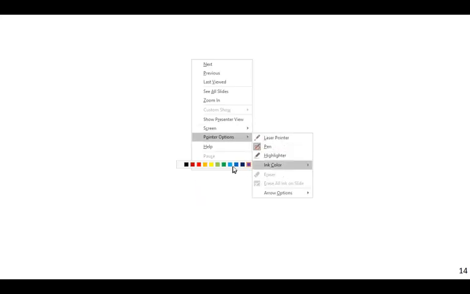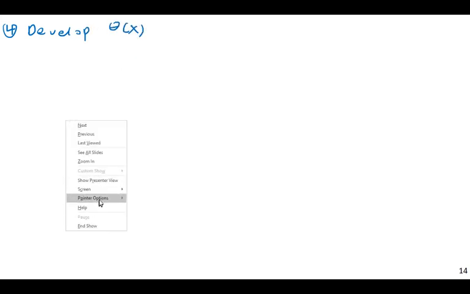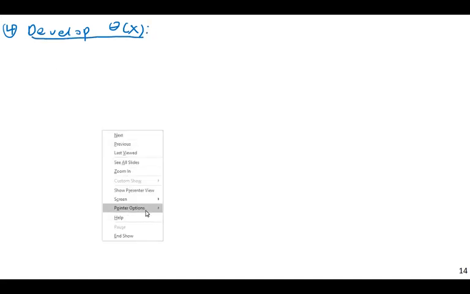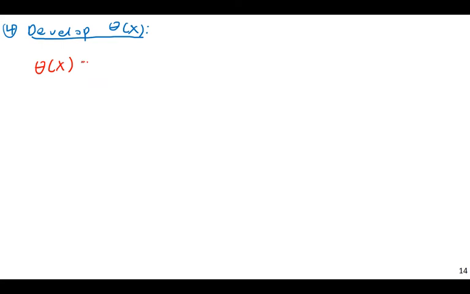Now, our next step will be to develop theta as a function of x. We're looking for the slope of the beam as a function of x. So we've done the hard work, the rest is just math. To develop theta as a function of x, I am going to use the equation that we developed in the previous lesson, and that is going to be theta as a function of x equals the integral of M of x over EI dx.